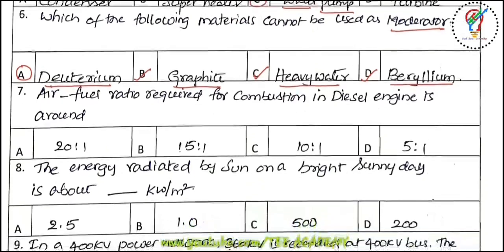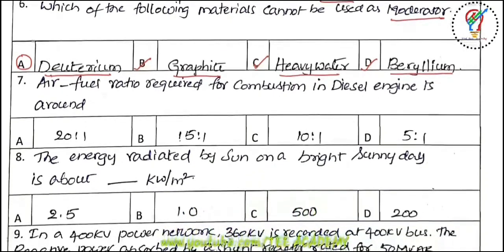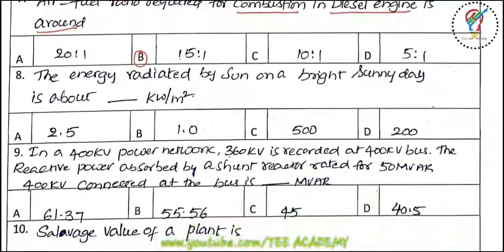Next one: the air fuel ratio required for combustion in a diesel engine is around 15 is to 1. Next one: the energy radiated by the sun on a bright sunny day is about dash kilowatt per meter square. The options are 2.5, 1.0, 500 and 200, and the answer is 1.0 kilowatts per meter square. That means the energy radiated from the sun.